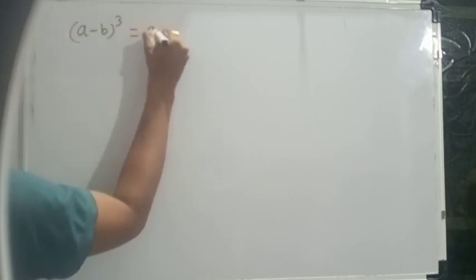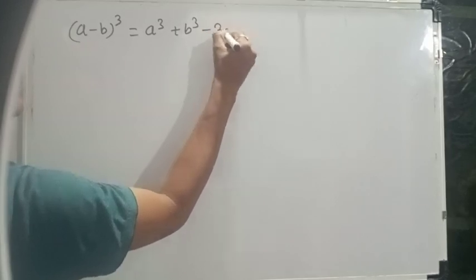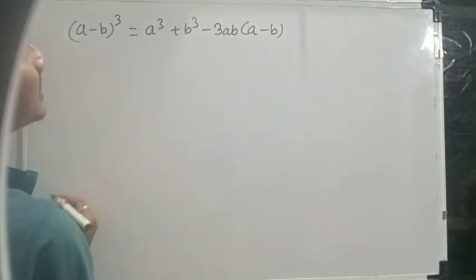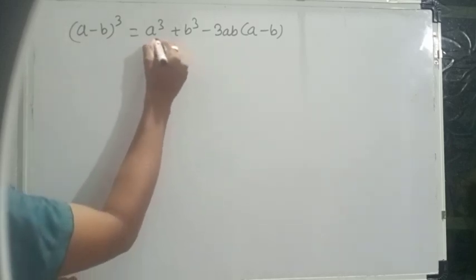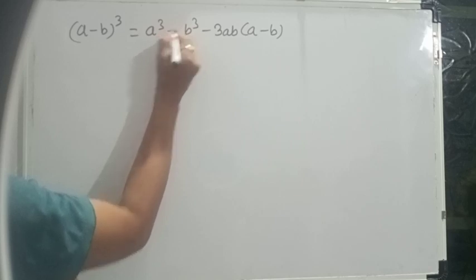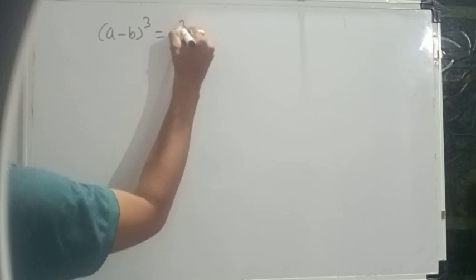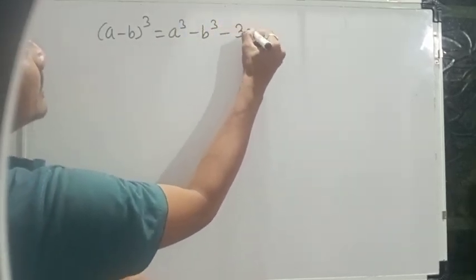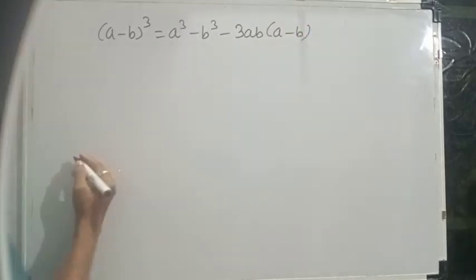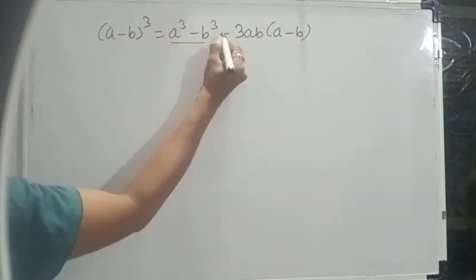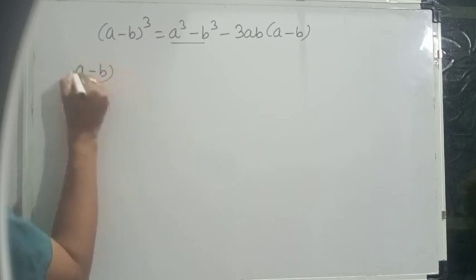Similarly, I'm going to explain one more important identity, that is a minus b bracket cube, which has its expansion as a cube plus b cube minus 3ab into the bracket a minus b. Sorry, it is a cube minus b cube. This is the identity. I'll keep the a cube minus b cube on one side and take the rest to the left hand side. Again, I'm rewriting here. To be specific, a minus b bracket cube is equal to a cube minus b cube minus 3ab into the bracket a minus b. I'll keep a cube minus b cube and take everything else to the left hand side.